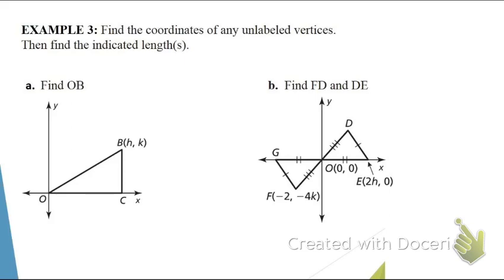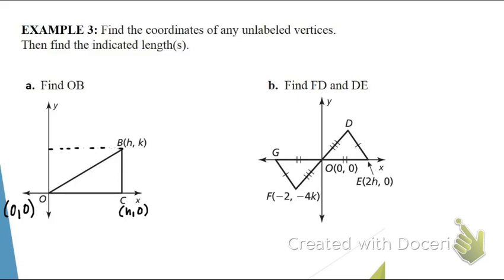All right, let's take a look at this next example here. Find the coordinates of any unlabeled vertices and then find the indicated lengths. So first let's take a look at this. There's some vertices that aren't labeled. Obviously this is going to be 0, 0, right? And then it looks like B is H spaces over from the origin, so that makes C the point H, 0.